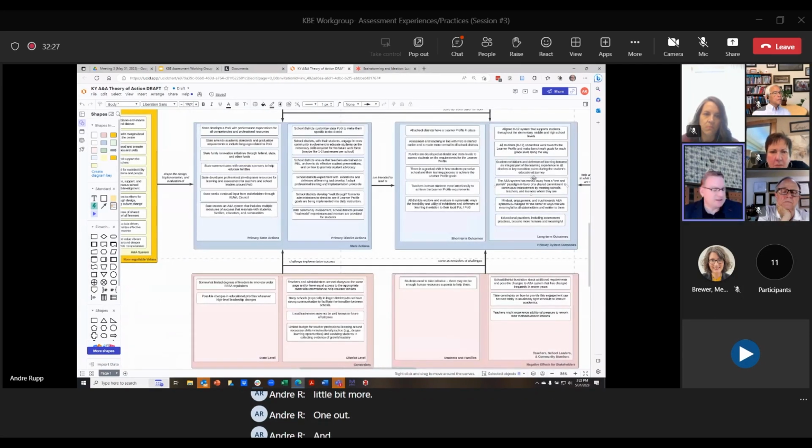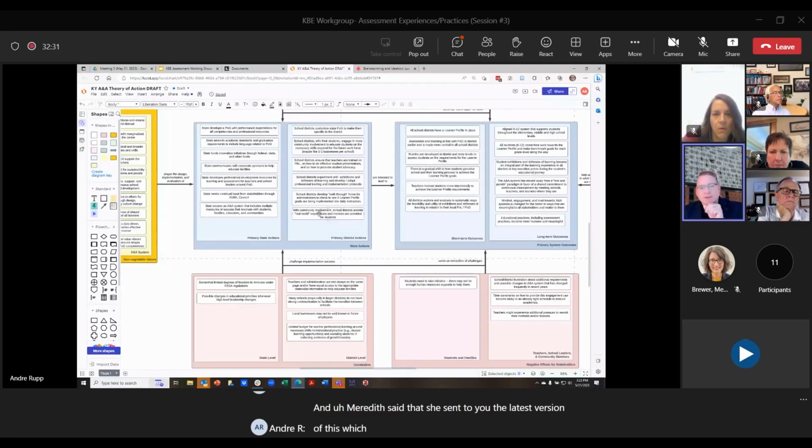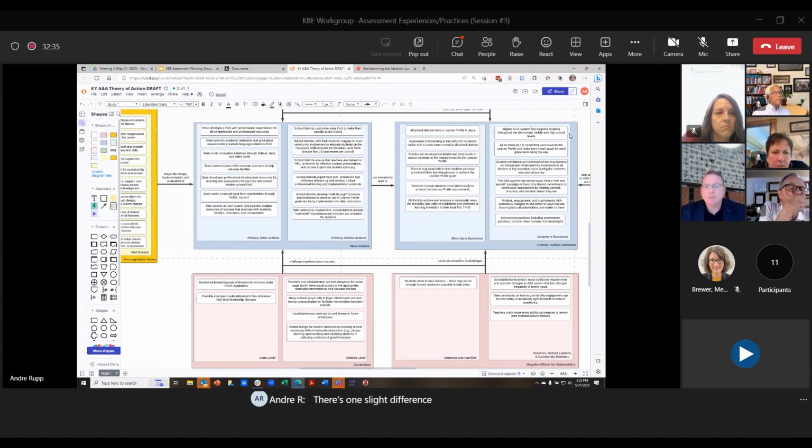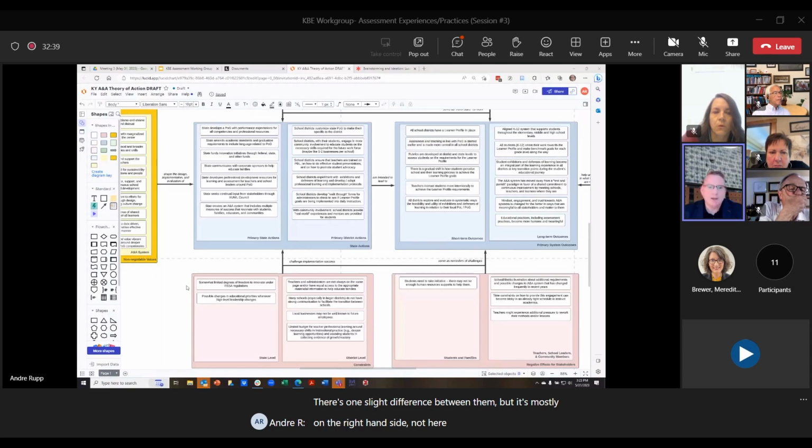Meredith said that she sent you the latest version of this. If it's the version I sent yesterday, Meredith, there's one slight difference, but it's mostly on the right-hand side, not here. So I'll be quiet for the next 2 minutes.